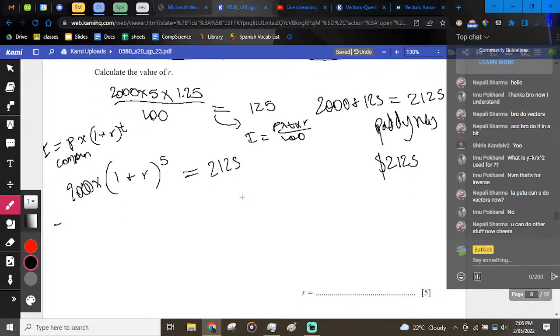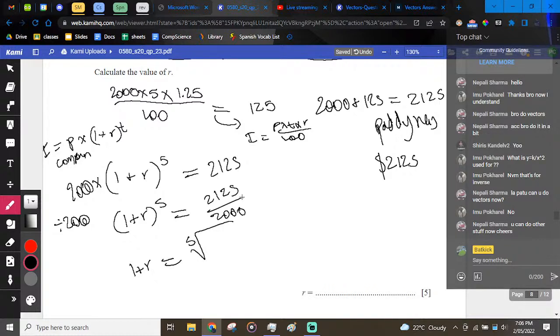We can do that first by dividing both sides by 2,000 to give 1 plus r equals 2125 over 2,000. So 1 plus r equals the power of 5 root of that. Equations can get very murky. And r is that minus 1.